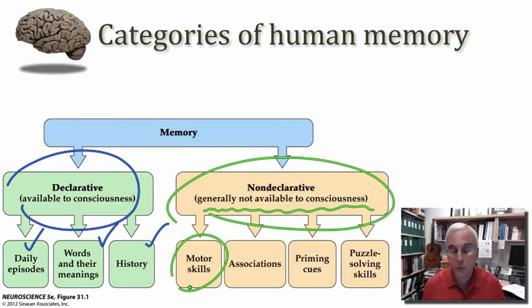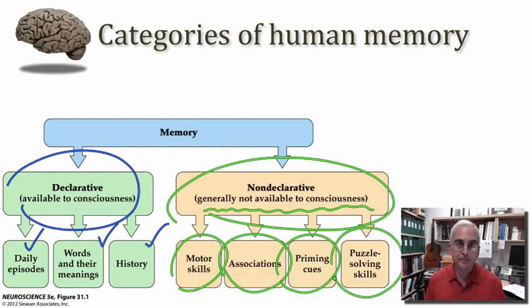In addition to motor skills, there are various associations that are established, either explicitly or implicitly, and it's those implicit associations that are exemplars of non-declarative memory. There are various phenomena related to priming that is a form of memory that is non-declarative. And related to motor skills, there are puzzle-solving skills that are accrued through experience and practice that, like other kinds of motor skills, are not readily accessible to our language faculties.